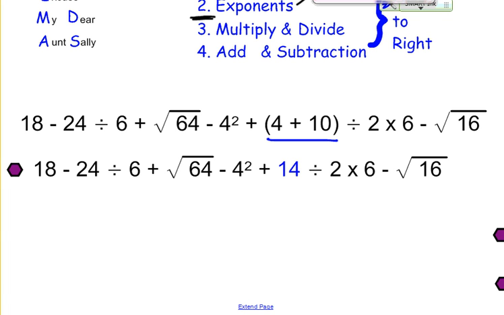So step number 2 says, let's work with our exponents. We're going left to right, dealing with our exponents and our squares. So here's our first one, square root of 64. What times what equals 64? Of course, that's going to be 8.